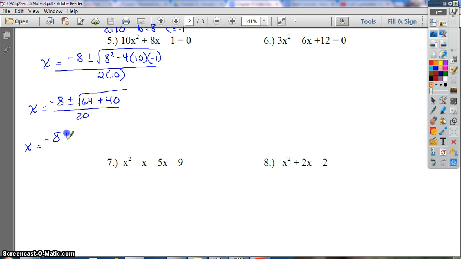This is negative 8 plus or minus 104 underneath the radical, all over 20. 4 divides this how many times? 4 times what? I have to do some work here off to the side. It's going to be 26. That's not divisible by 4. It's not divisible by 9 or 16. So okay, what we're looking at when we break this down is the following. Negative 8 plus or minus 2 square root of 26 over 20.